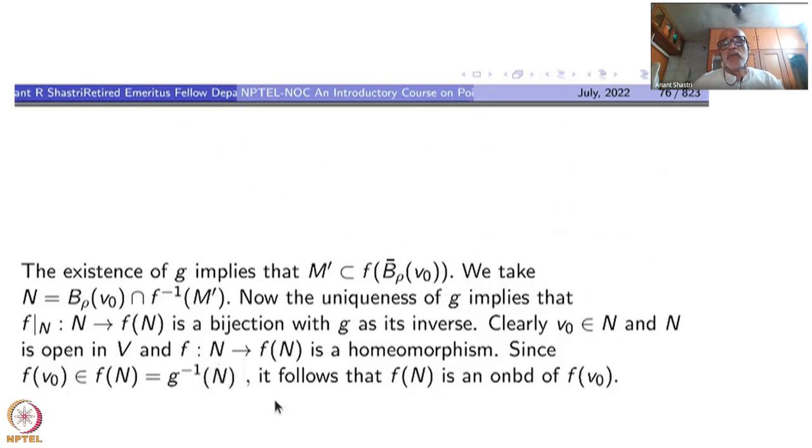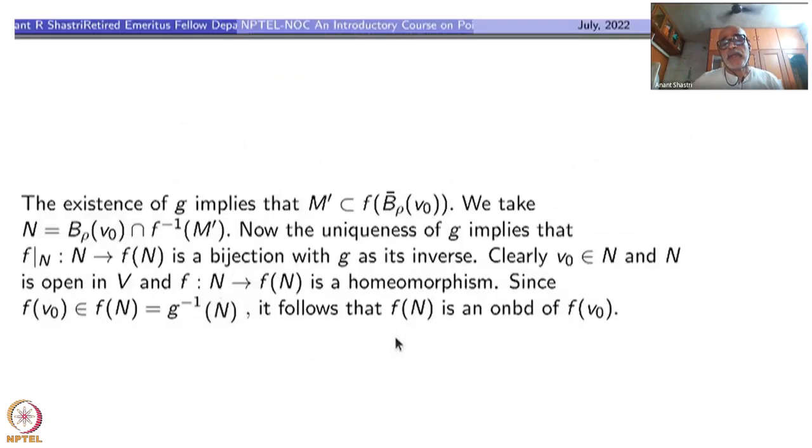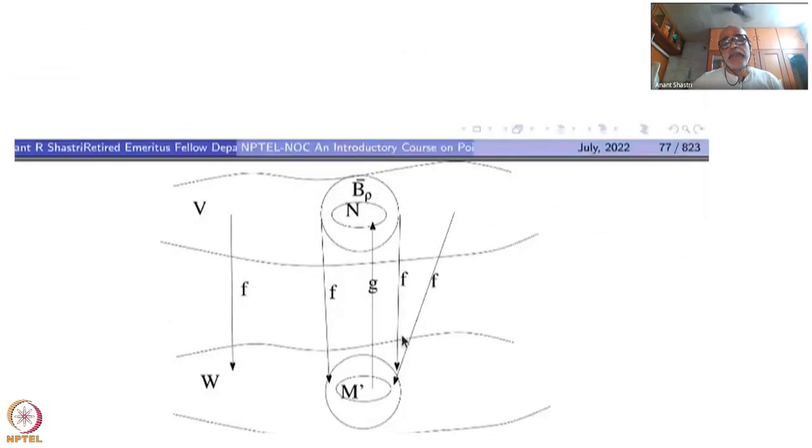Okay, so Fn is also an open subset. Of course, it's a neighborhood of Fv naught. Okay, so here is the picture I have drawn. V to W, this F is a multivalued function. It is not assumed to be one map or anything. There is no need for that.